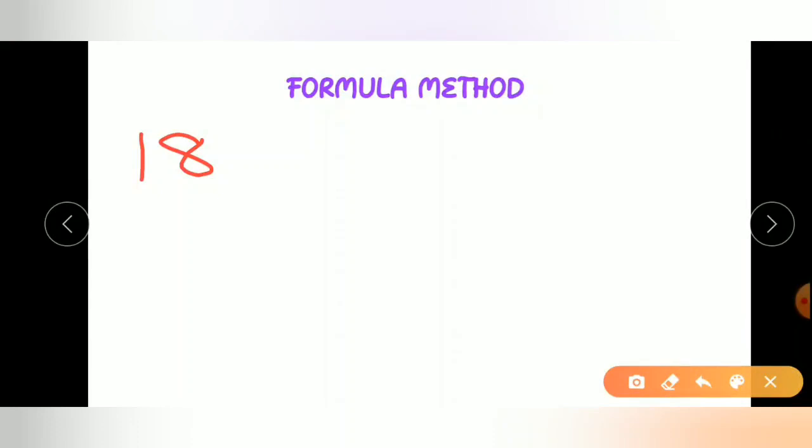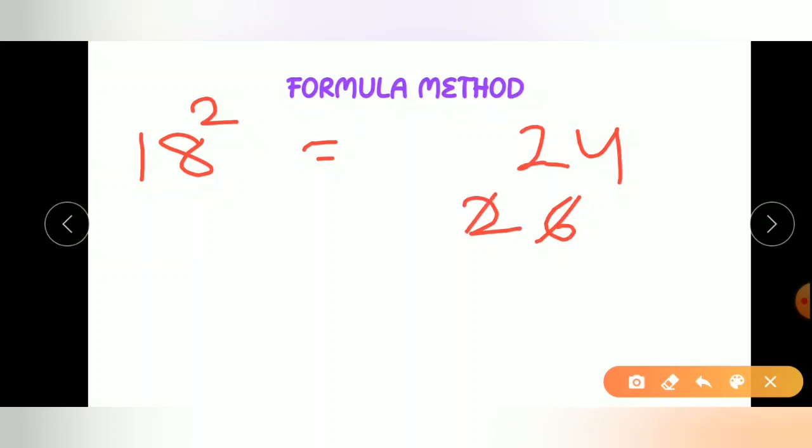Square of 18. Square of 8 is 64. Put 4 and carry over 6. By multiplying 1, 8 and 2 becomes 16, plus 6, 22. Put 2 and carry over 2. Square of 1 is 1, plus 2 is 3. Answer is 324.